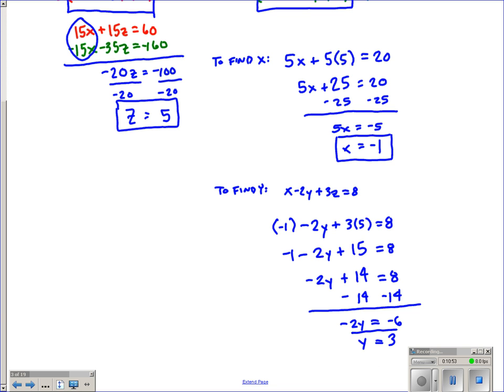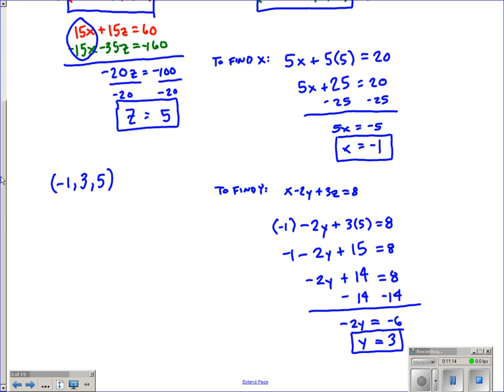So our solution, the intersection point of these three planes here, we're looking at the point negative 1. That's our x. Our y is 3. Make sure you put them in the correct order. And z is 5.